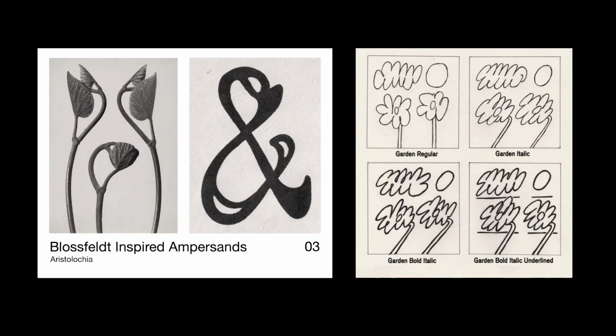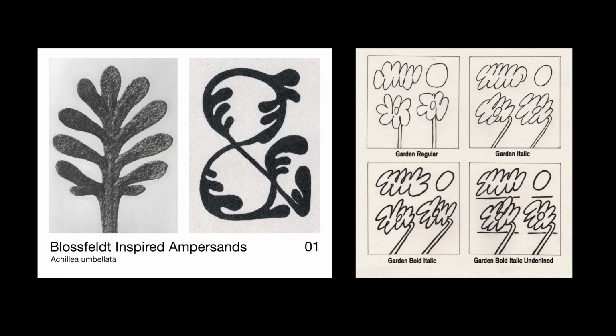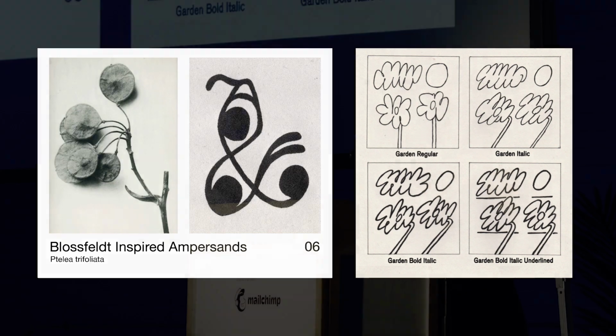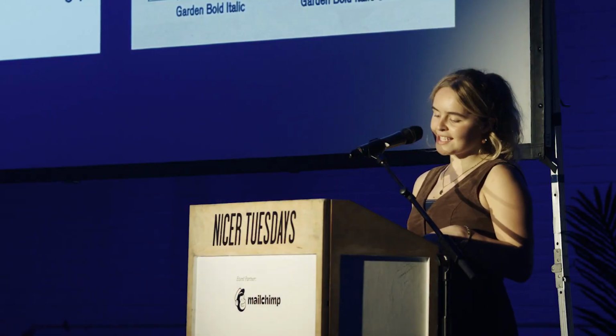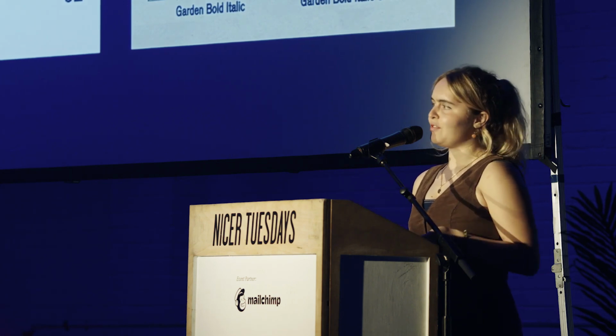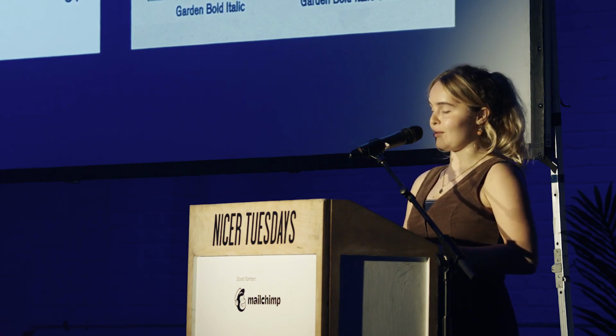But I also started to think about how these shapes could be inspired by textures from other forms, other areas. Like, how can you treat a letter like it's a plant, on these Blossfeld ampersands? And then the reverse on the other side: what happens if you treat a flower as if it's a font? So there's some metallic flowers for you.